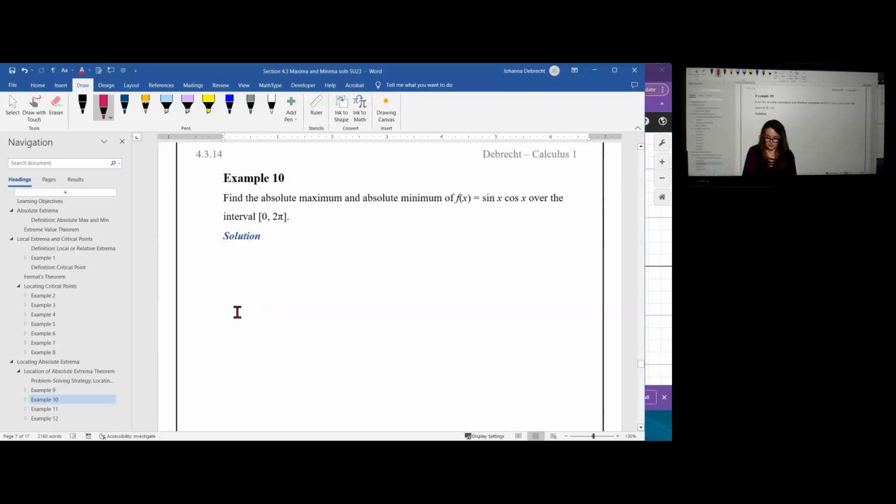The next problem is similar, but we're looking at the product of 2 trig functions. You will have to apply the product rule to find the derivative. We're looking at a closed bounded interval, 0 to 2 pi. We know that the function must be continuous because the product of 2 continuous functions is continuous. And we know that 0 to 2 pi is both closed and bounded. You can apply the theorem, so go ahead and locate your absolute max and absolute min, then turn the video back on to check.